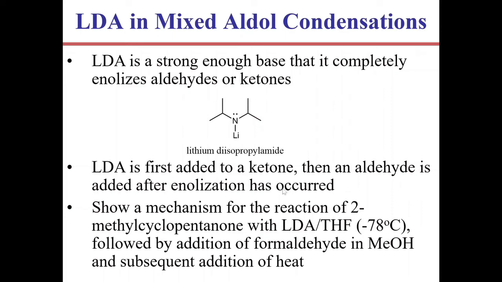So let's look at the mechanism for the reaction of 2-methylcyclopentanone with LDA-THF at negative 78 degrees, followed by the addition of formaldehyde and methanol and subsequent addition of heat. If you think you know what's going on with this lecture, I would encourage you to pause the video and come up with this mechanism on your own, and then when you restart, you can see if your answer matches mine.